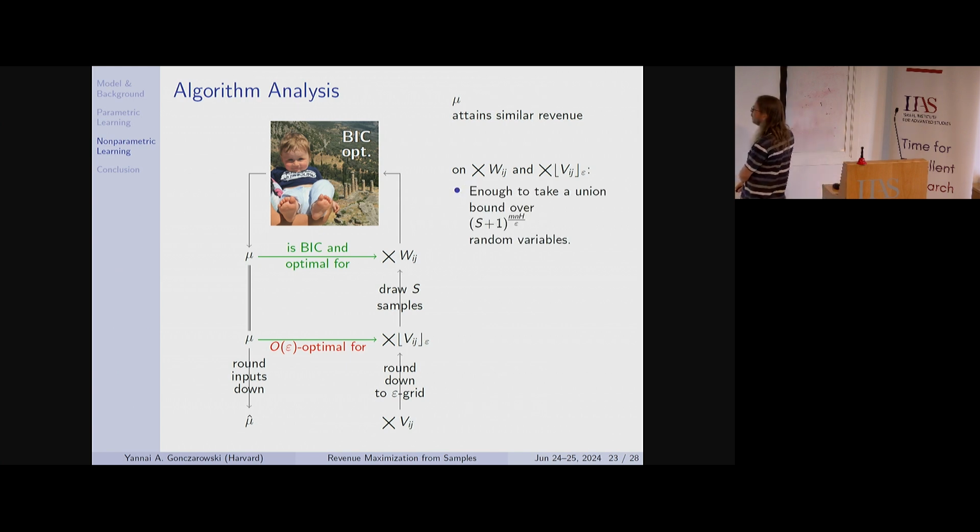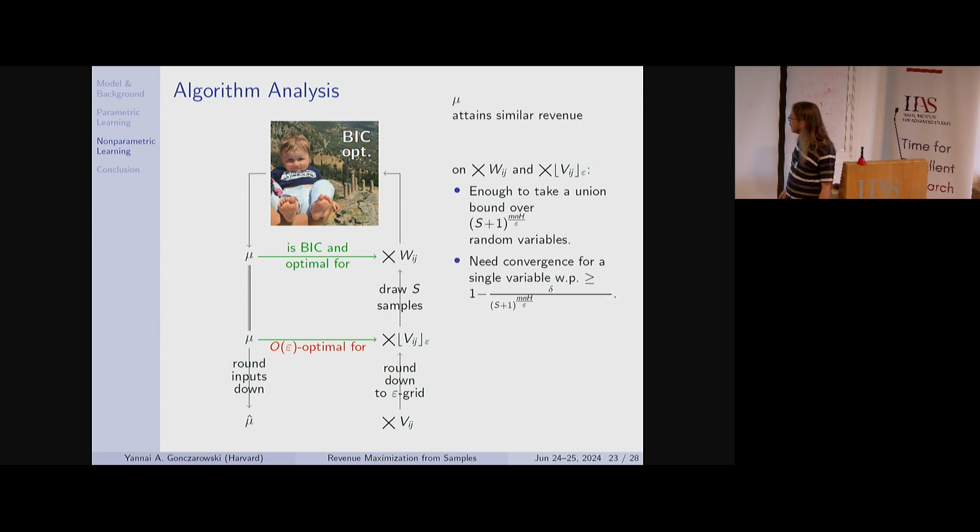The heart of all of this argument is to say it's enough for me to show you that for (s+1)^(mnh/epsilon) specific auctions, they attain similar revenue here and here. So I can prove to you that for each of so many auctions, it attains similar expected revenue here and here. By a union bound, whichever of these I happen to have in my hand as mu, it attains similar revenue.